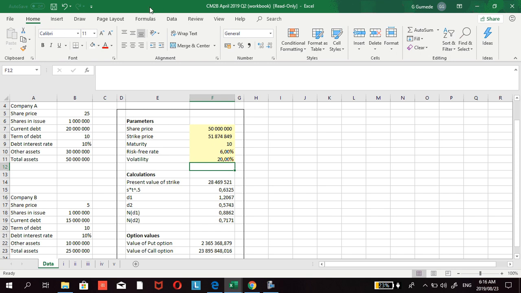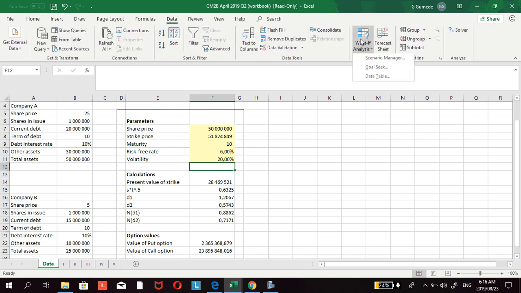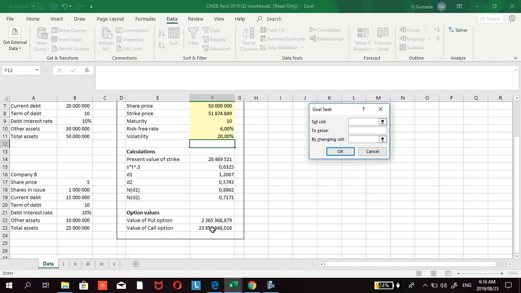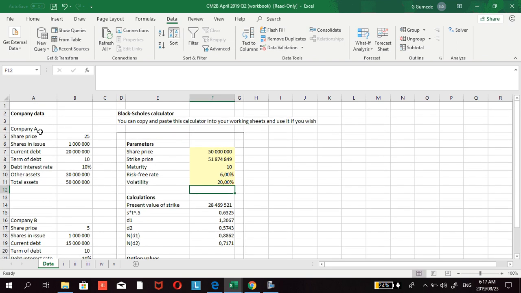Okay, so I'm not going to talk too much about that because I did discuss it. So I'm going to go to data, what if analysis, and goal seek. Now what I want to set the value of the call option to be is what the shareholders of the company are going to get. If you look at your question, the share price is 25 and the shares in issue is 1 million. So the shareholders of the company are going to get 25 million. Okay, so let me do the goal seek again.